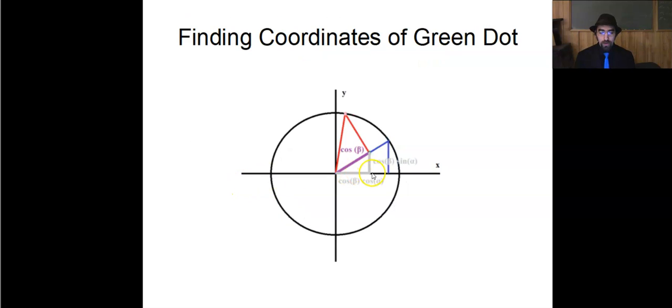So first thing we'll want to do is find just the coordinates of that green dot. If you'll notice, this purple line segment here is going to have length cosine beta. If this red radius up here is 1, and this is angle beta, then this purple line segment is going to be cosine beta.